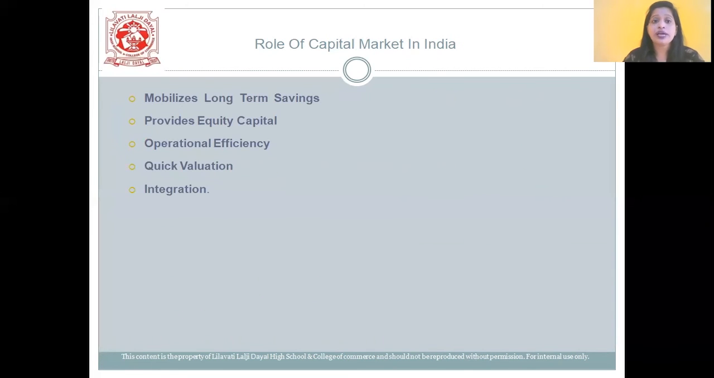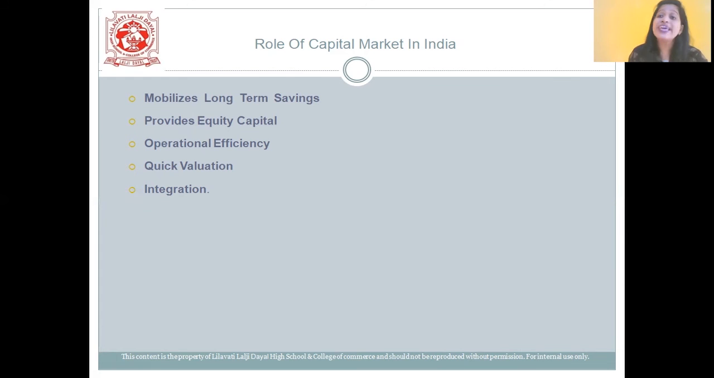Let us now study the role of capital market in India. First role is it mobilizes long-term saving. Here, students, there is always an increase in demand for investment by the industrial sectors. Herein, the availability of financial resources becomes insufficient to meet the growing demand. So what happens? The capital market helps to mobilize long-term saving from various sections of the population.